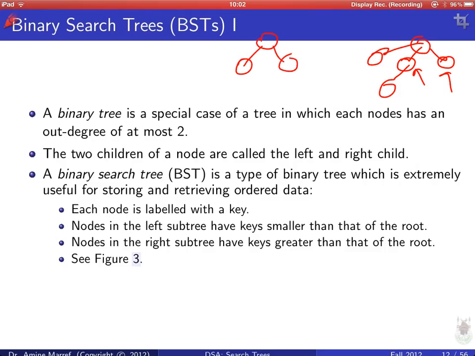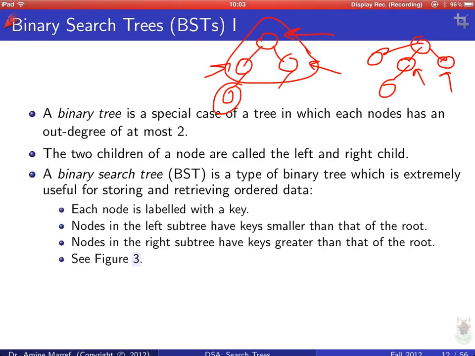So a binary search tree, this is a binary search tree. A binary search tree is a binary tree. As you can see, you can check it's a binary tree. Every node has at most 2 children. So a binary search tree is a binary tree with the following property.